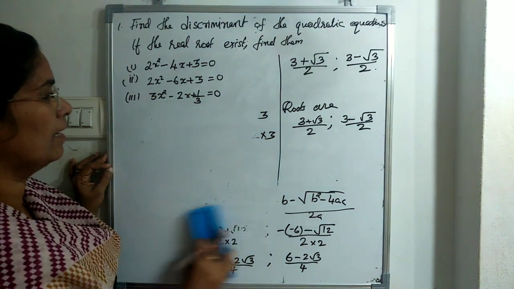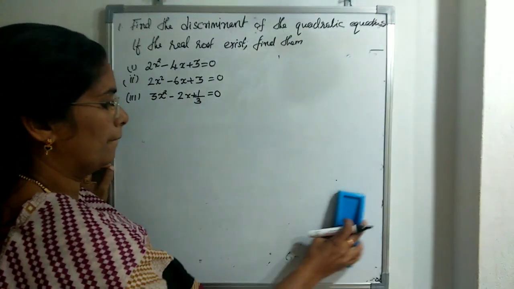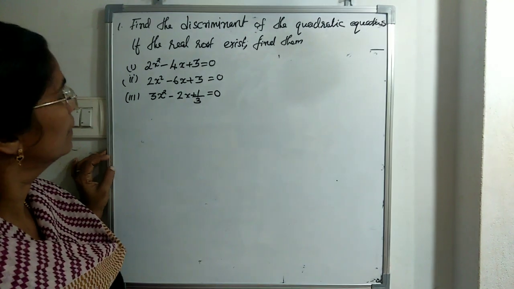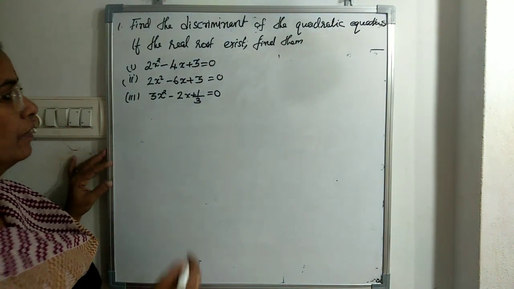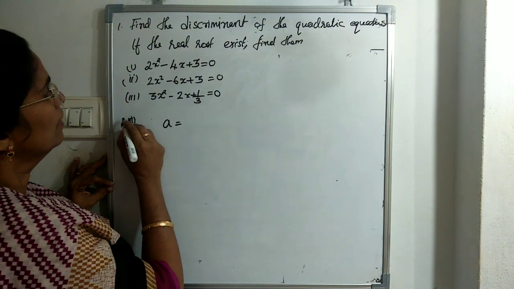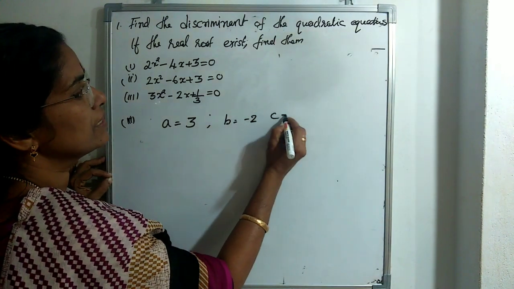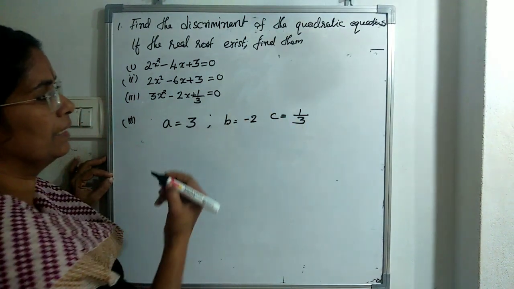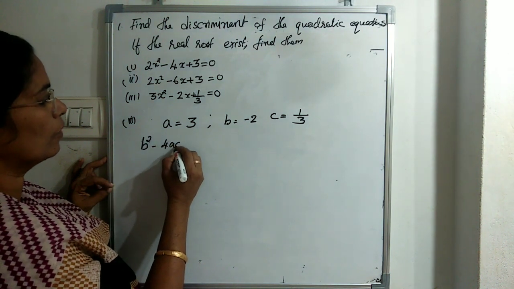The last question. In this last question it is 3x square minus 2x plus 1 by 3 equal to 0. So what is the answer for this third one? What is a here? A is equal to 3, b is equal to minus 2 and c is equal to 1 by 3. We have to find b square minus 4ac.